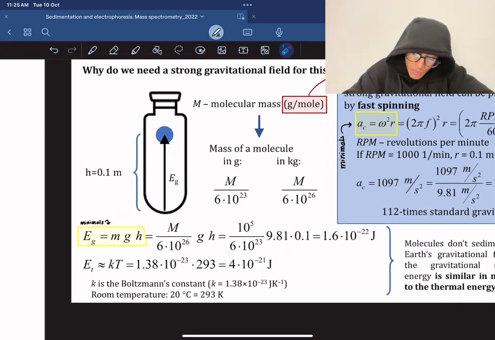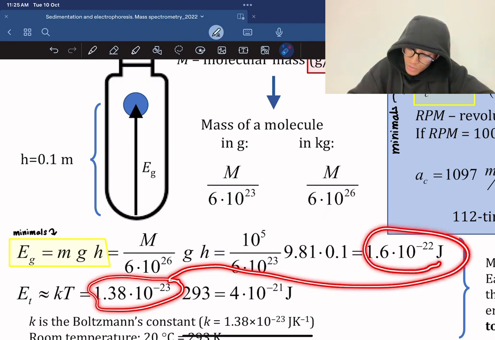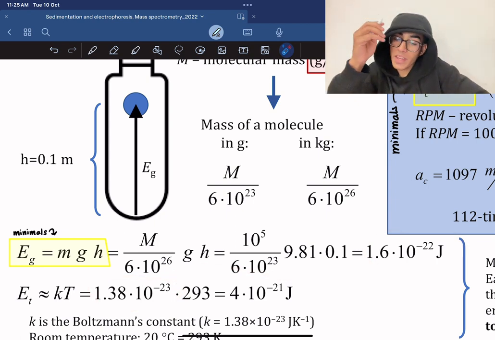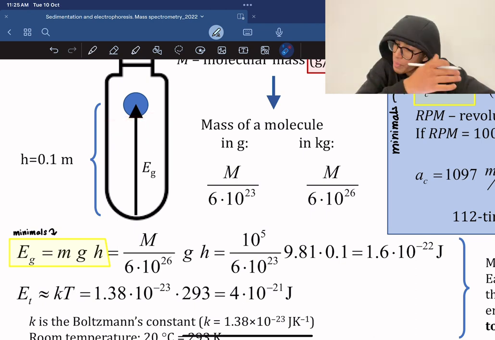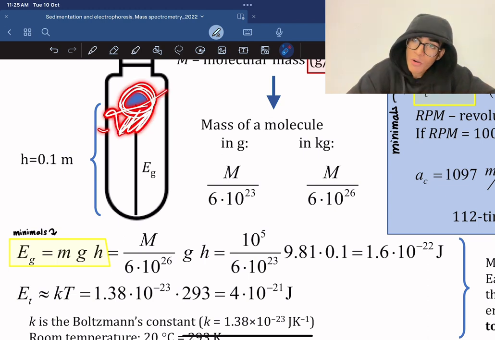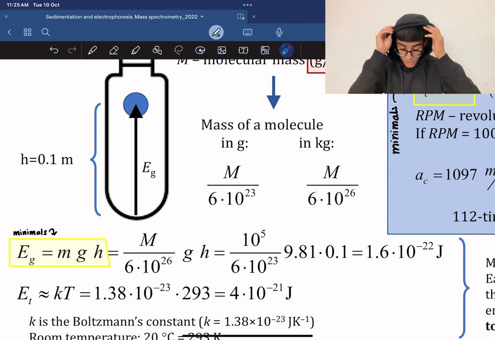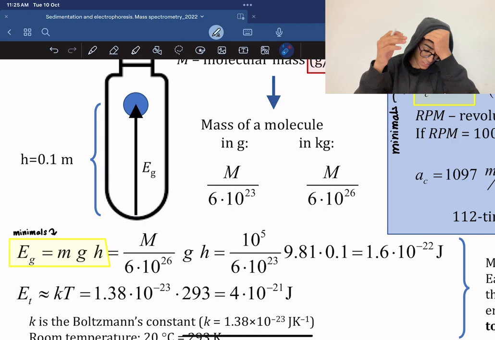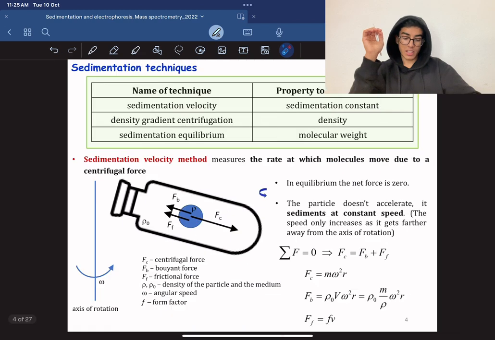Now what turns out to be that the value of that thermal energy, which exists everywhere, is almost similar to the potential energy of a macromolecule. So they cancel out. So because of that, the particle never sediments. Because the basic thermal energy of the particles everywhere is equal to the potential energy of this, so it just cancels out. Understand? That's why we need a force larger than gravitation to produce sedimentation. Okay? That's one concept I just explained to you now.